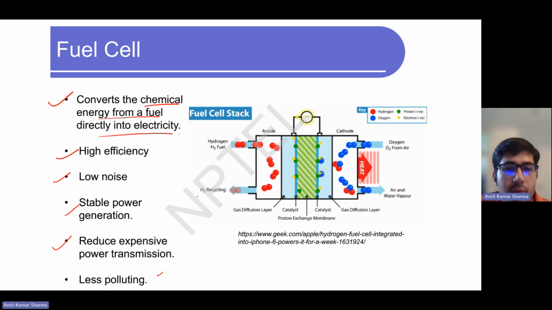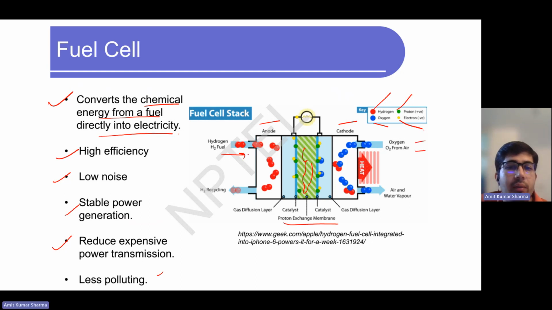So this is a fuel cell stack of a proton exchange membrane. There is a membrane, and there is an electrical connection. There is an anode and a cathode. The red one is the hydrogen, blue is oxygen, green is the positive ion, and this one is the electron. We are supplying the hydrogen fuel on the anode side, and the oxygen from the cathode side.